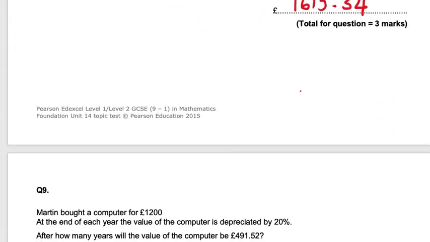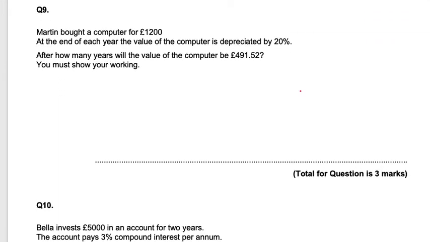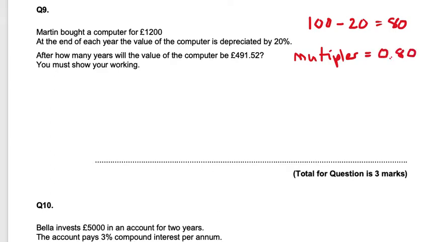Moving on. You bought a computer, it depreciated by 20%. We know what to do with that. We have 100 and we subtract our 20, which gives us 80, and therefore our multiplier equals 0.80. It's depreciation. It's going down.